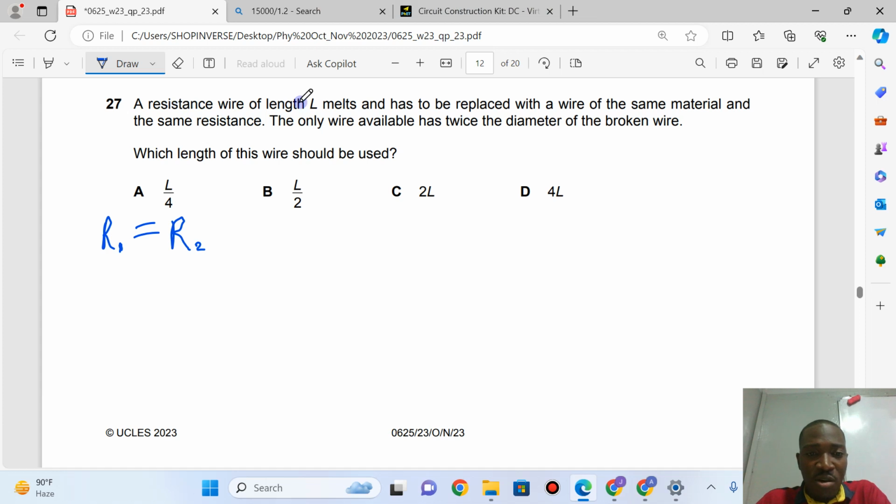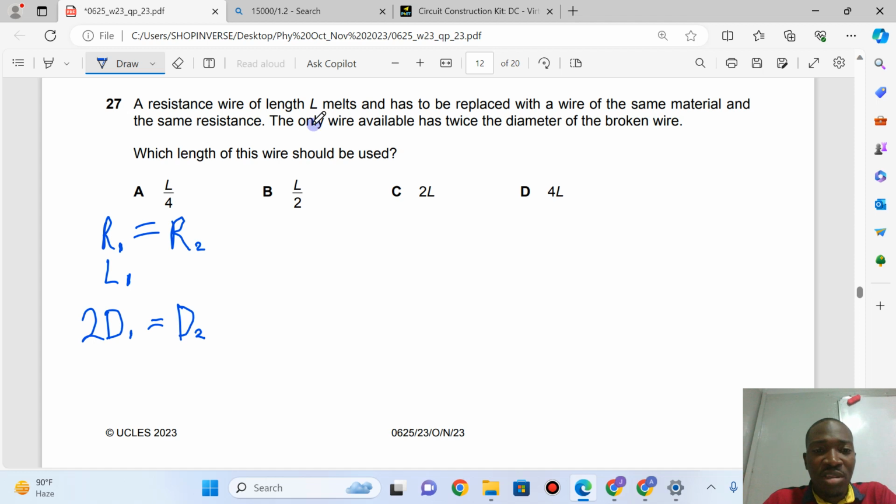The resistance wire of length L. So resistance wire R1 has length L. Let me just call it L for the first resistance wire. It has to be replaced with a wire of the same material and same resistance. Good. So both of them must have the same resistance. The only wire available has twice the diameter of the broken one. So the diameter of the second one would be twice the diameter of the first one that got broken.